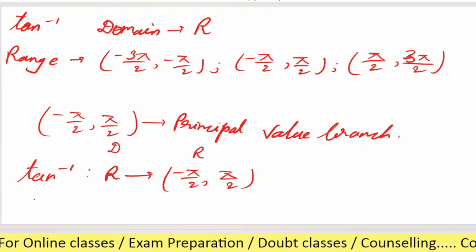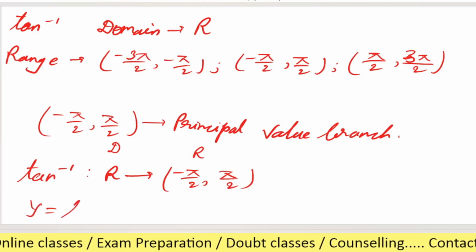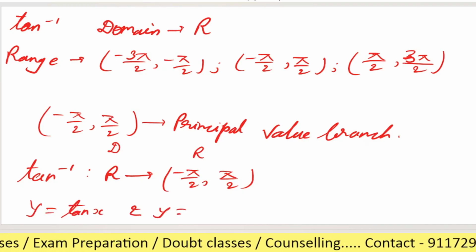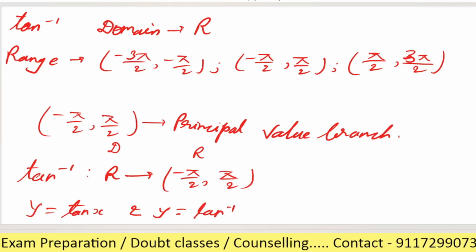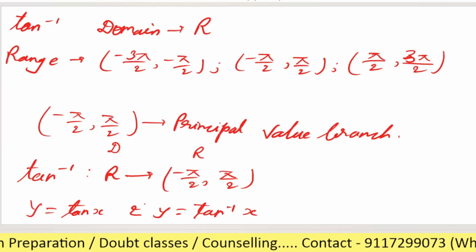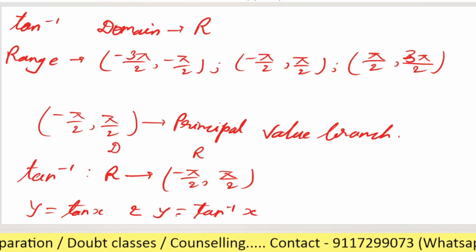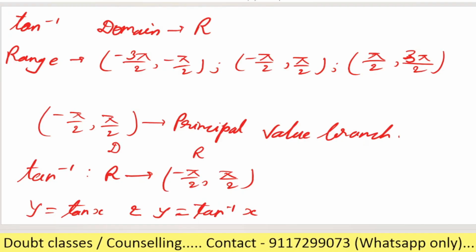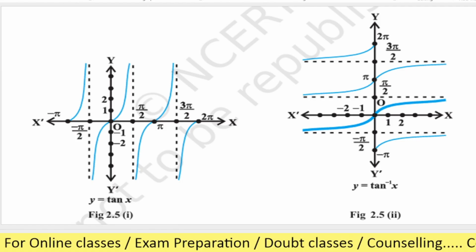So now we will see the graph for y equal to tan x and y equal to tan inverse x. Now we have to see the graph for these two. Is it clear or any doubt? Just tell me till here. Clear, sir. Clear now? Okay.